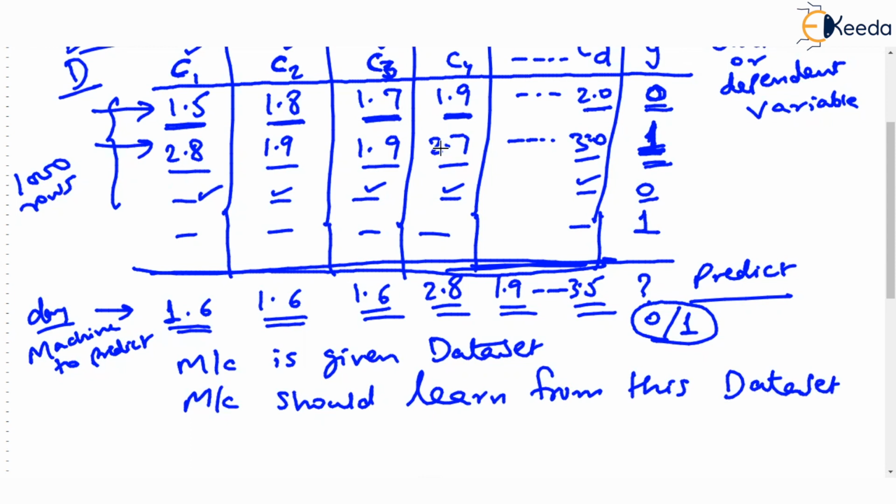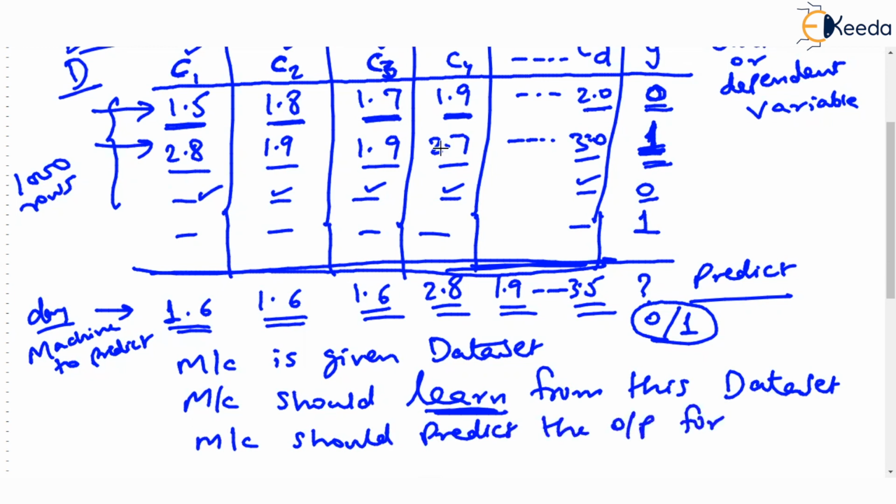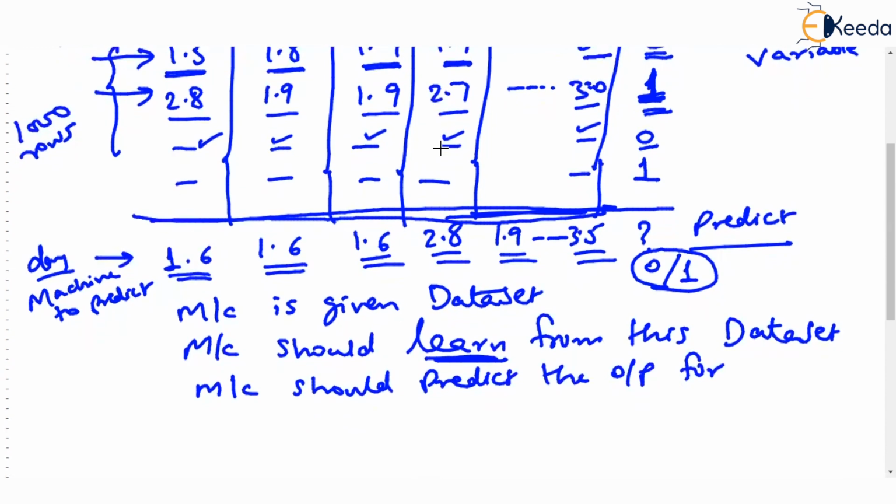And then once learning is over, our machine should be able to predict, this is a very important word I am writing, it should predict the output for unseen data. This is unseen data. This is completely new data for which the output is not yet known.